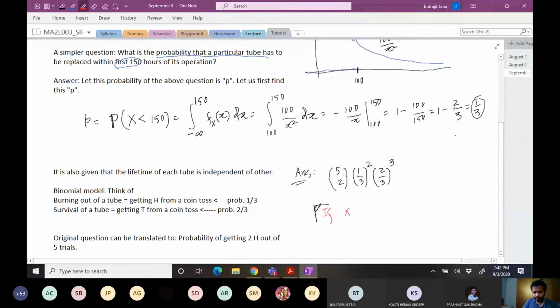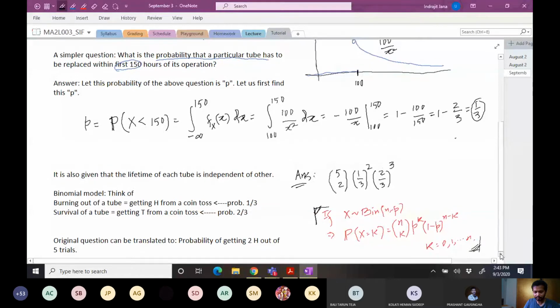Because recall that if you have a binomial random variable X that follows Binomial(n, p), then the probability of X equal to k is going to be n choose k, p to the power k, times 1 minus p to the power n minus k. So this was the binomial model, and we answered this question using that binomial model.